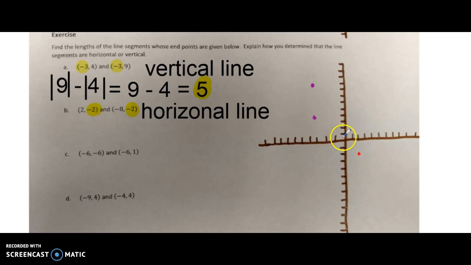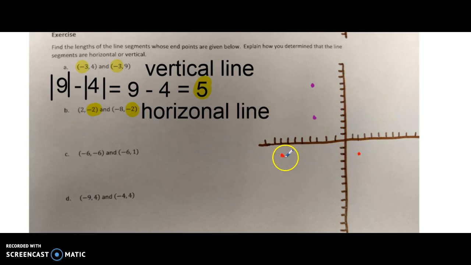Now my x coordinate is -8, so I have to count back 8. 1, 2, 3, 4, 5, 6, 7, 8, and again down 2. So you'll notice that it's making that nice flat horizontal line.